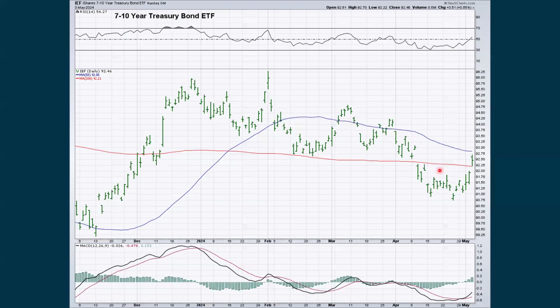Look at the 7 to 10 year bond ETF. This is bonds based on price. We finally were able to get back above the 200-day moving average. We're still on a longer term uptrend. The RSI is trying to get back above 50, and the momentum is trying to turn positive. So maybe we're seeing some hope here with bonds based on price.